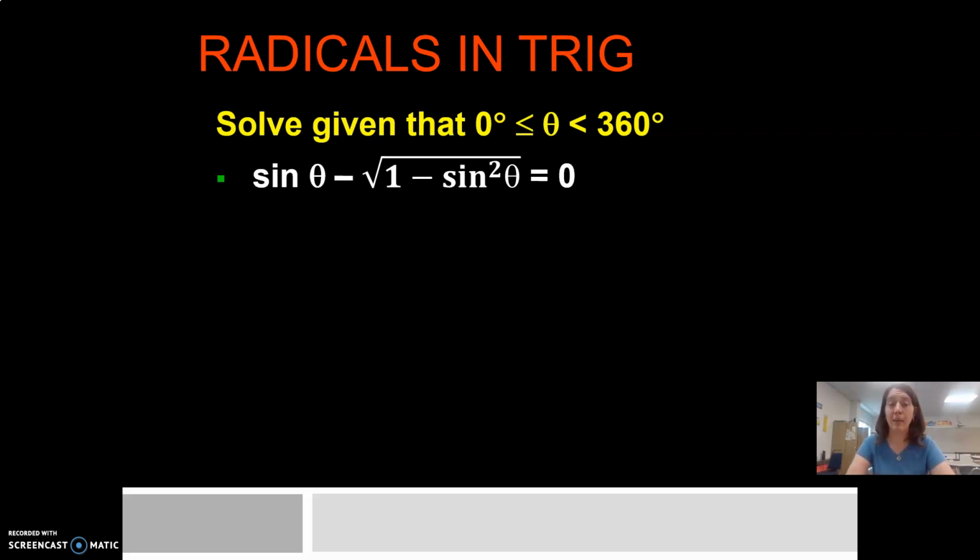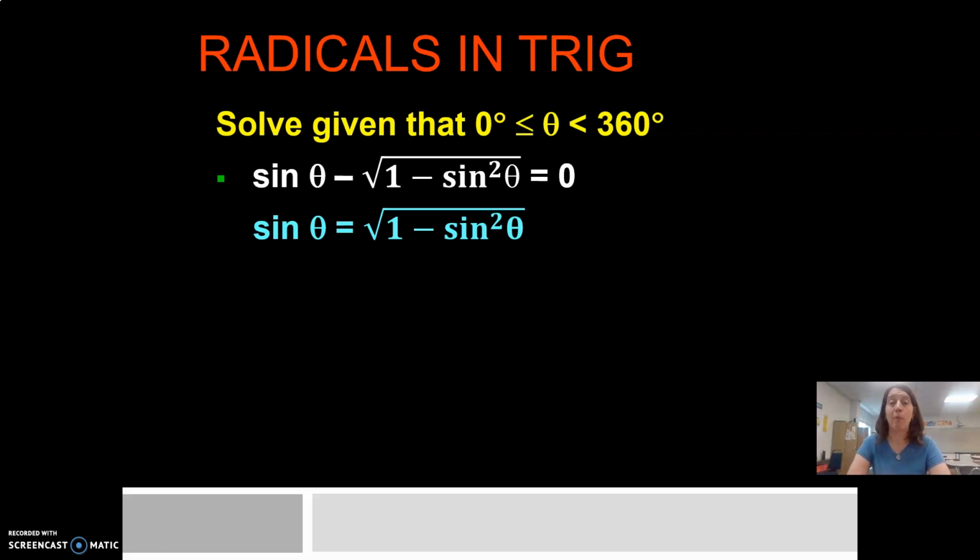So I have sine theta minus the square root of 1 minus sine squared theta is equal to 0. Well, our job here is to solve for theta. Our equation does have a radical. So the first step, just like we did in our algebra question, was we had to isolate the radical symbol. So I'm going to add the square root to the right side of my question. So I have sine theta equals square root 1 minus sine squared theta.